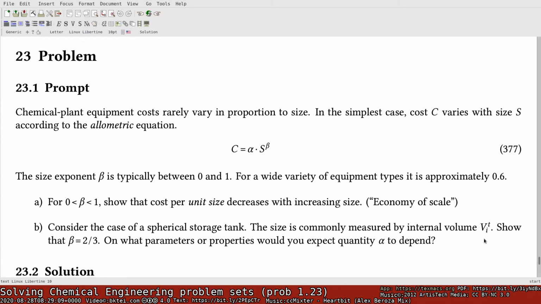So S raised to the beta, approximately 0.6. Let's propose something for S and see if it makes sense. Let's say the size of the unit is one physical dimension. They give us internal volume. I guess a tank internal volume could be one thing.